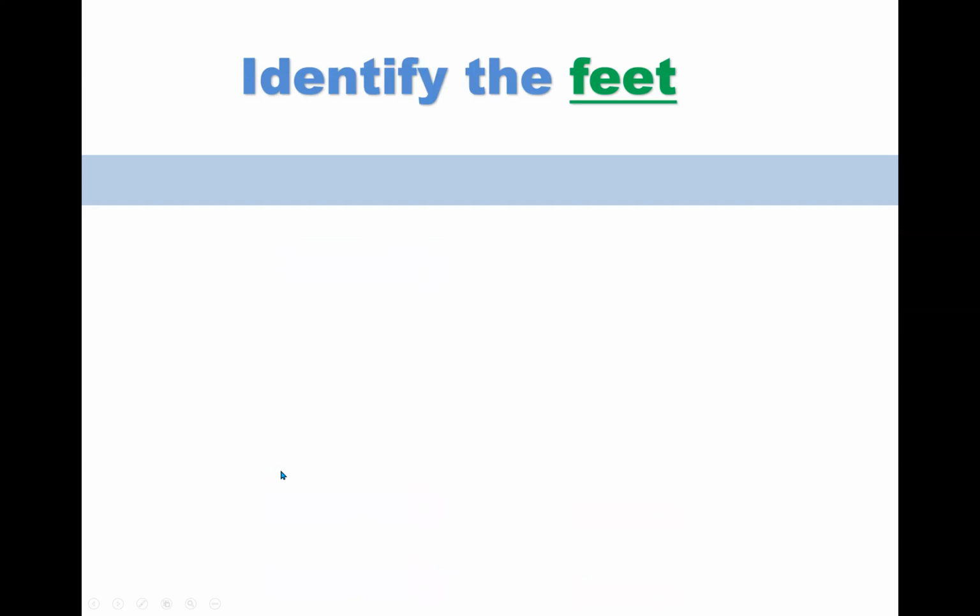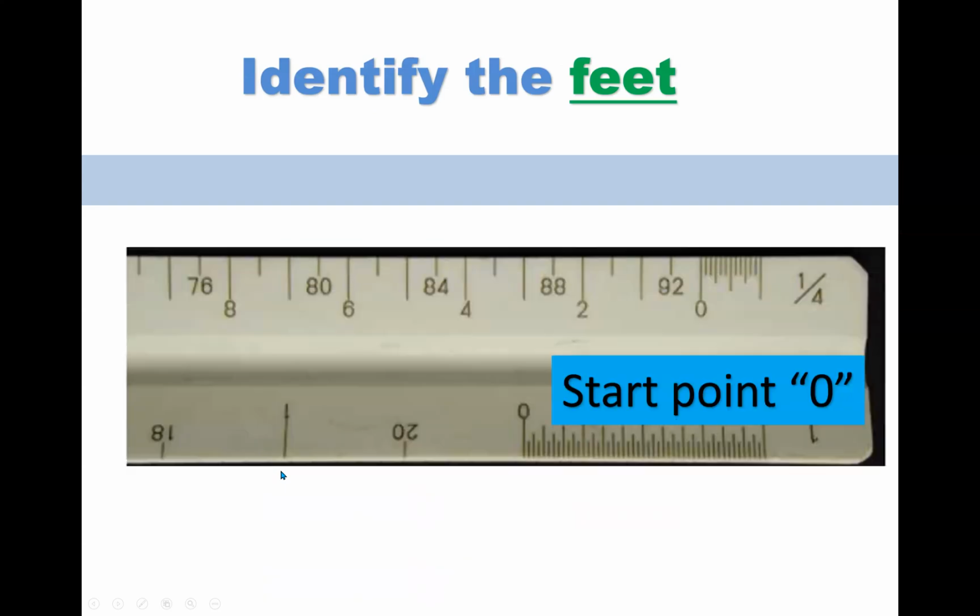Now, how do we identify the feet? Again, we will use the 1/4 and the 1 inch scale. The starting point is 0, and the area within the green arrows represent the feet. So you are reading the numbers in the bottom from right to left. So you start 0, you don't see 1, but 2 is there. You don't see 3, but 4 is there. Keep going. 5, 6, you don't see 7, but 8 is there.